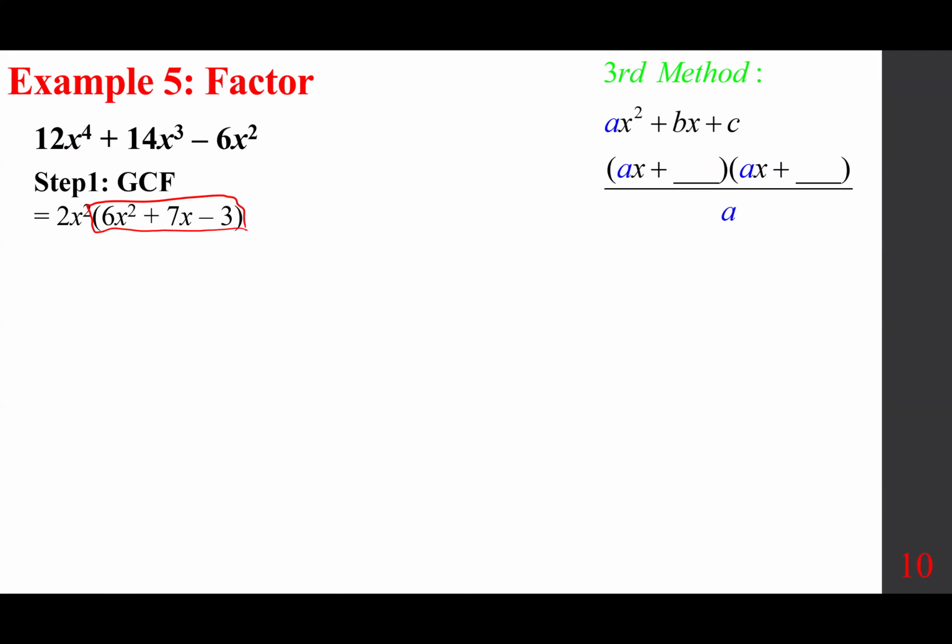This is the one we are going to factor further. So A is 6, B is 7, C is negative 3. If we want to go with the AC method, again, it can be done by trial and error. For 6, you have to go with 1 and 6, and 2 and 3. In other words, if you want to go with trial and error, here's how you do it.